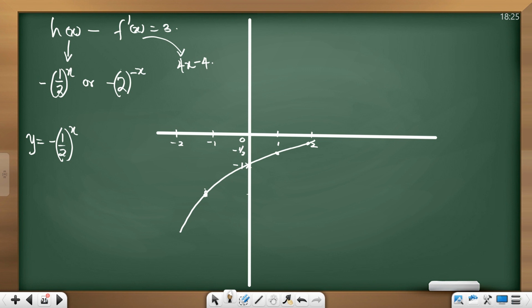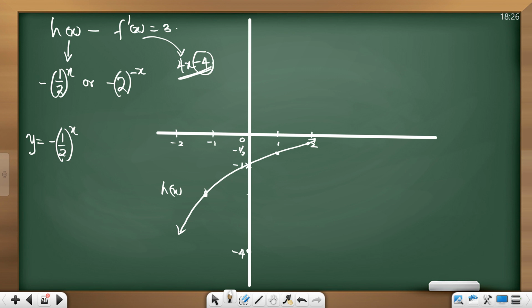Does that make sense to you? That's my graph. So we're done with that one. H of x. Let's sketch f prime of x. Already this is a straight line. Do you see that? And my c is what? Negative 4. So I know my graph is there.